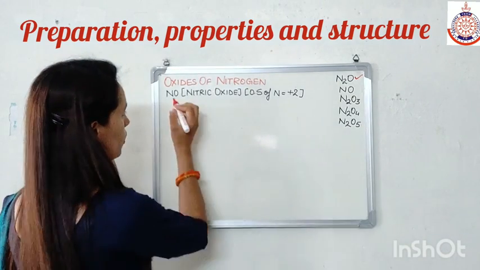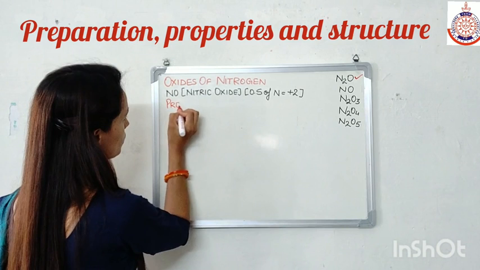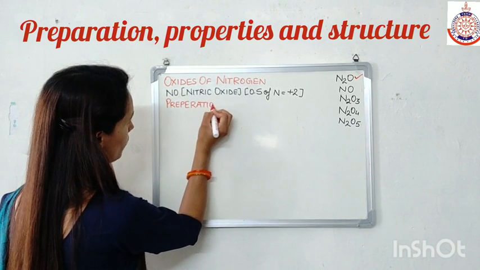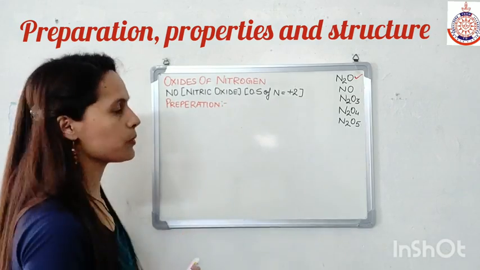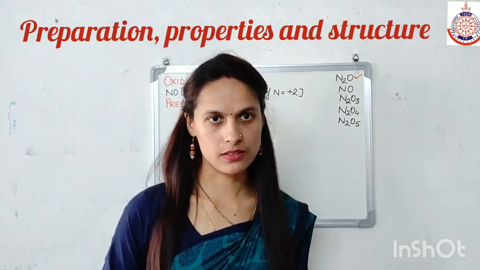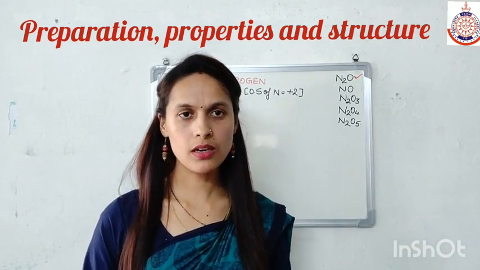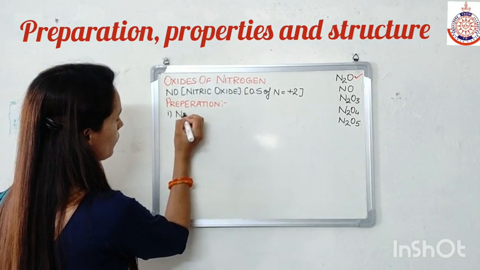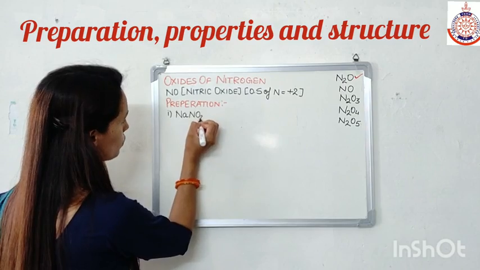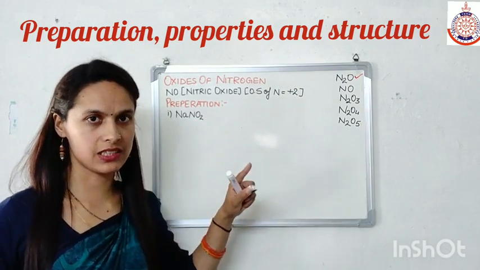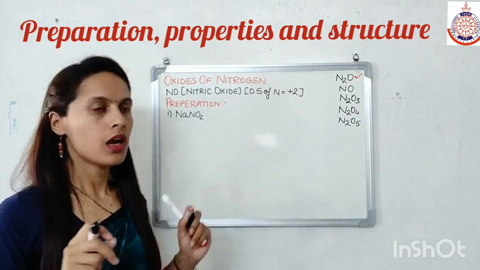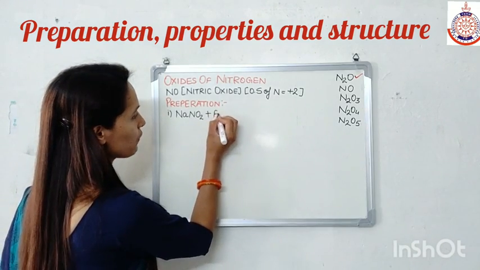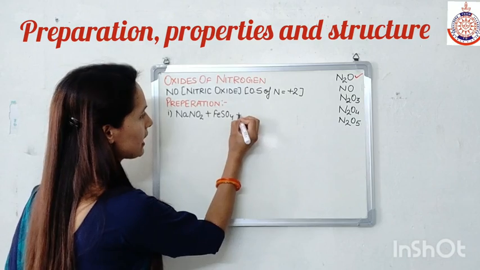First of all, we'll talk about the preparation of NO. Now, NO can also be prepared by 3 methods. First method is when we react NaNO2, that is sodium nitrite, with FeSO4 in acidic medium.